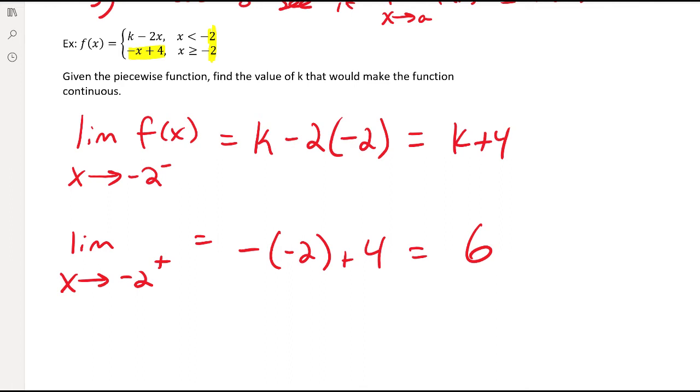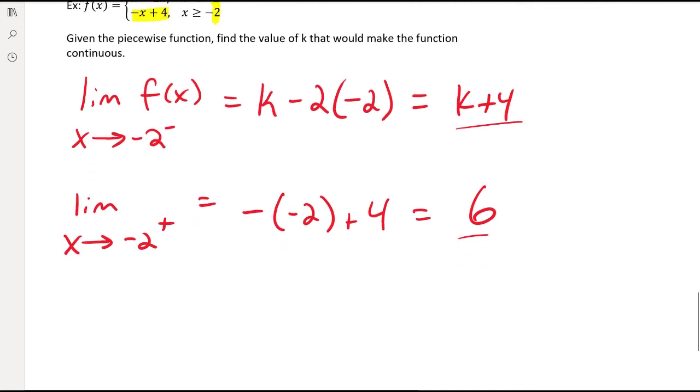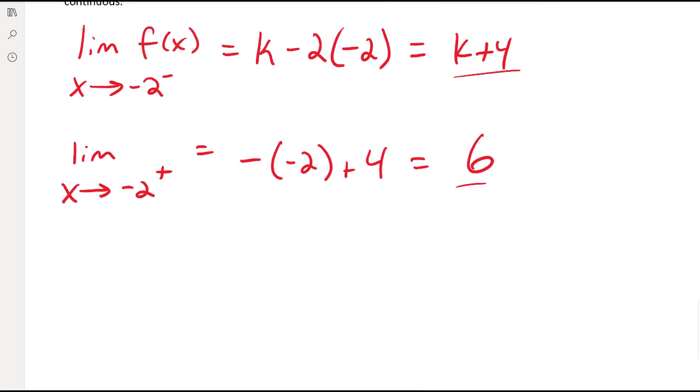So in order for this limit to exist, we need the left-hand limit to be the same thing as the right-hand limit. So our next step is to set those two parts equal to each other and solve for k. So we'll take k plus 4, and we'll set it equal to 6. Solving for k, we get that k is equal to 2.